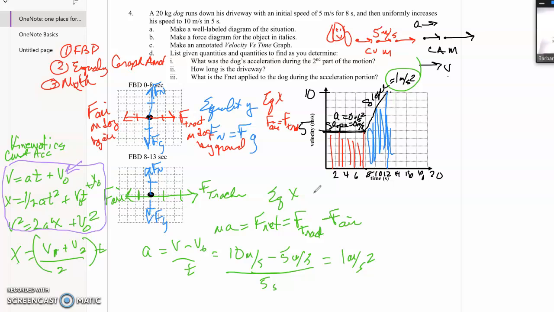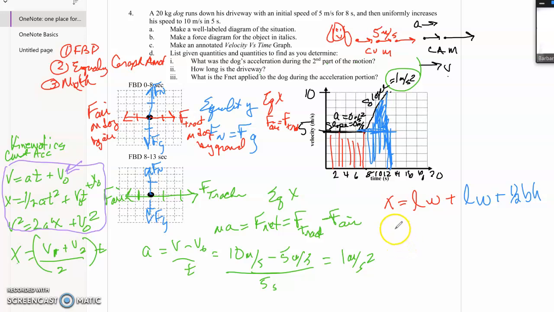We know that the acceleration during the first part is 0, and the acceleration during the second part is 1. So that's good. All right, so what was the acceleration during the second part? It's 1. How long is the driveway? Well, the driveway has to be whatever distance we covered here plus whatever distance we covered here, right? So the X distance covered would be length times width plus this thing, which is all the area under here, the length times width for this, plus the 1/2 base times height for this part, okay?